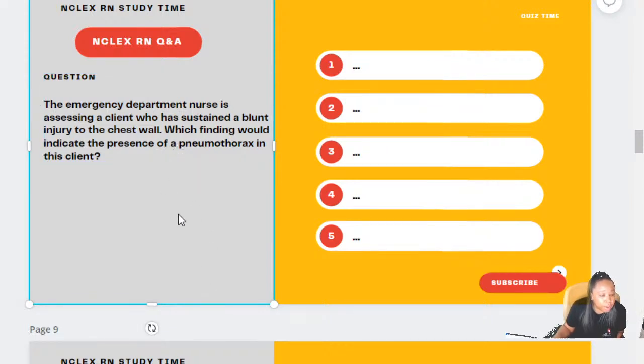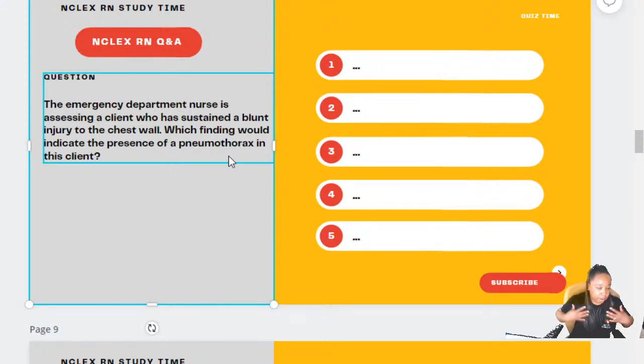Okay, in order for you to answer this question, you have to know what a pneumothorax is. Right? Pneumo means air. Thorax is right there, the cage area, where you have the lung. So if an accident happens to you and you injure your chest, something might go through it. That will cause air to go into your lung, right? So we call that pneumothorax.